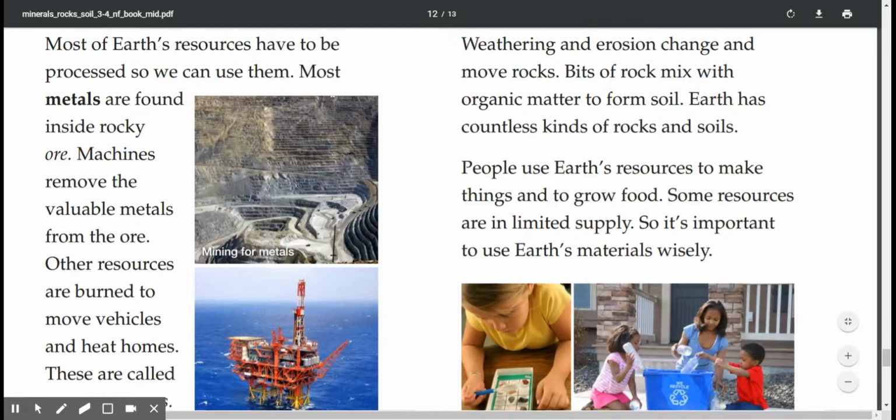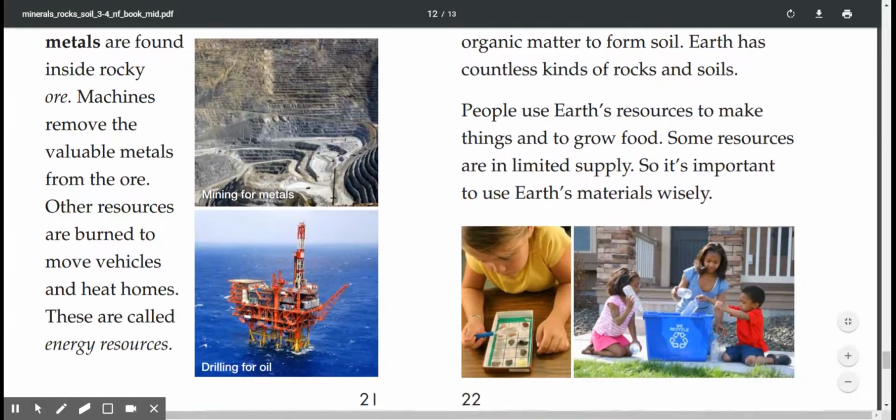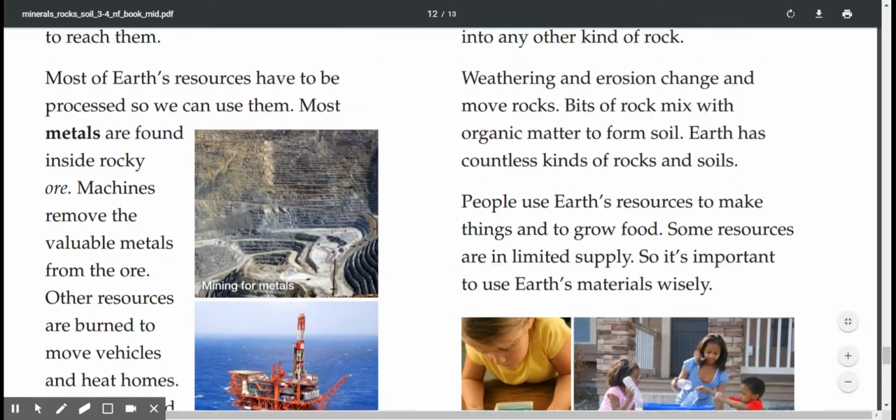Most of Earth's resources have to be processed so we can use them. Most metals are found inside rocky ore. The machines remove the valuable metals from the ore. Other resources are burned to move vehicles and heat homes. These are called energy resources. That's your coal that we were talking about earlier.